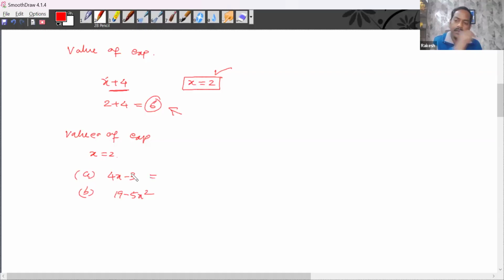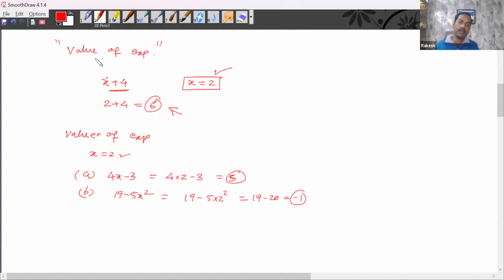How? You have to just replace the variable by its value, which is given in the question. So in the question, let's say take the value of x as 2. We'll just replace the x with 2 wherever it appears. So I'll be getting it as how much? This will be 8 minus 3, which makes it 5. So 5 is the value of the expression. Here, it will be 19 minus 5 into 2 square, which will be 19 minus 20, which is equal to minus 1. So minus 1 is the value of the expression for x is equal to 2. So the term value of the expression is also understood.